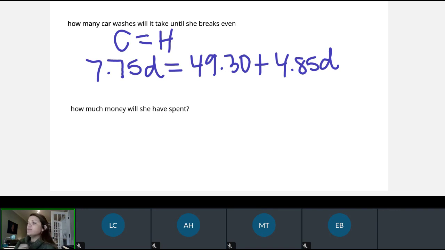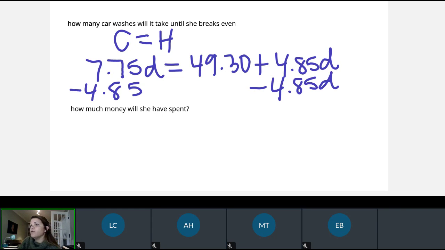Okay, so now I'm going to solve for D. I need to get all of my variables, my like terms, on the same side. For me to do that, I want to move this positive 4.85 to the left, so I have to subtract. I'm subtracting that from 7.75. So 7.75 minus 4.85 is going to give me 2.9D equal to $49.30. And I'm going to divide by 2.9.